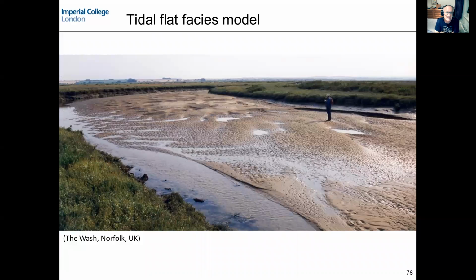And here, I think this is the last of these images from a modern tidal flat environment. Here we're looking near the mouth of one of these creek networks. This is taken at low tide, and we can see dunes and ripples. We're almost here into one of these subtidal channels.